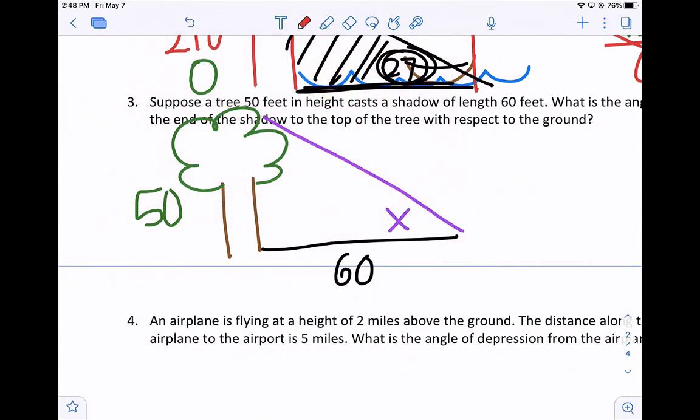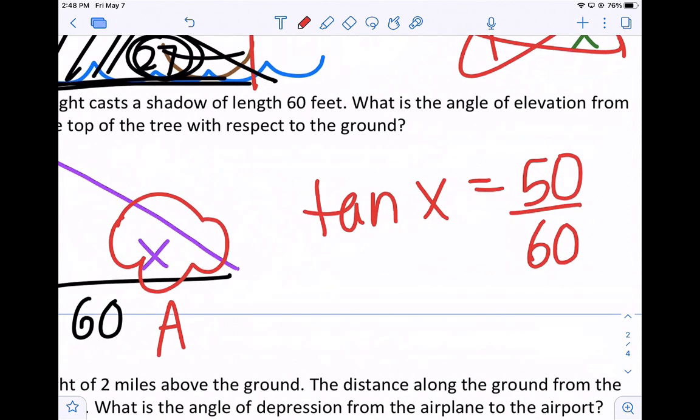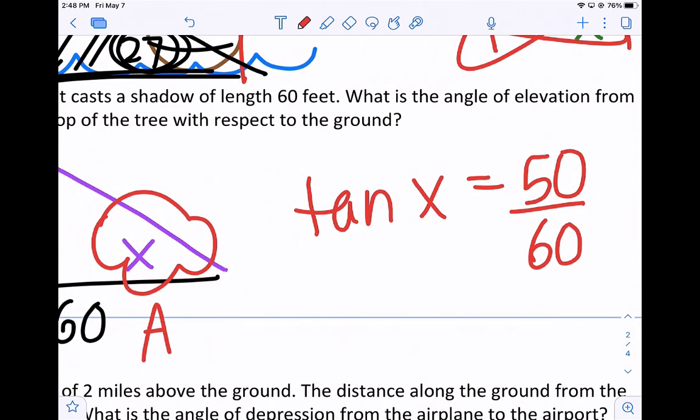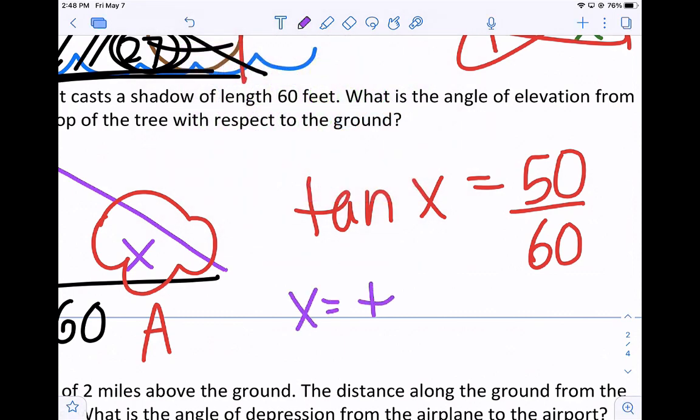Let's label our side. So if x is my reference angle, again, here's our right angle. 50 is opposite. 60 is adjacent. Ooh, we're using tangent quite a bit today. So this is tangent of our angle equals opposite over adjacent. And here we have tangent of x, and we want to get rid of the tangent. To get rid of tangent, we do the inverse. So x equals tangent inverse of 50 over 60. And then we just type that in.